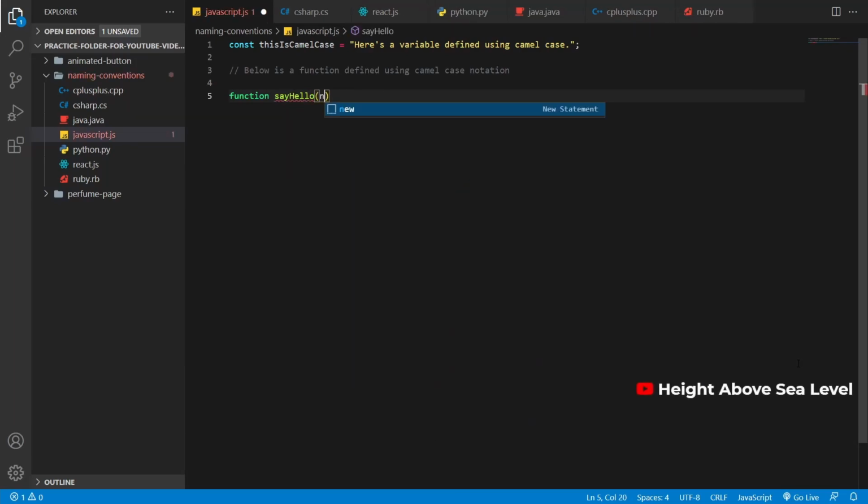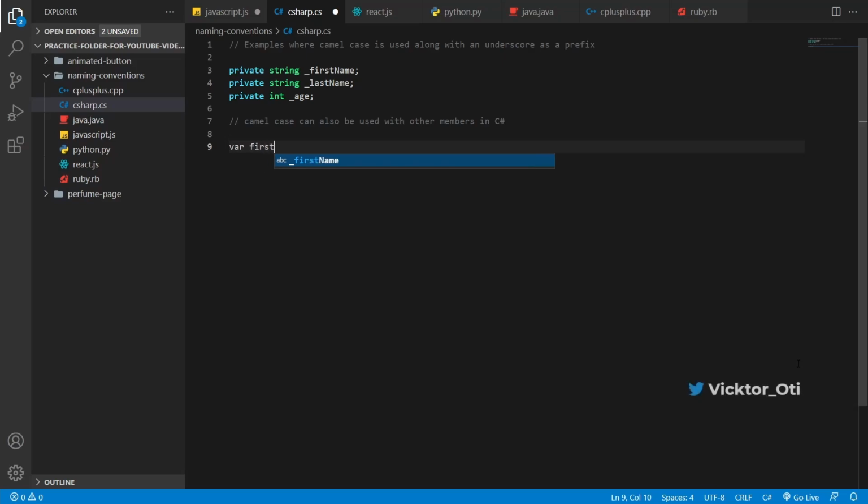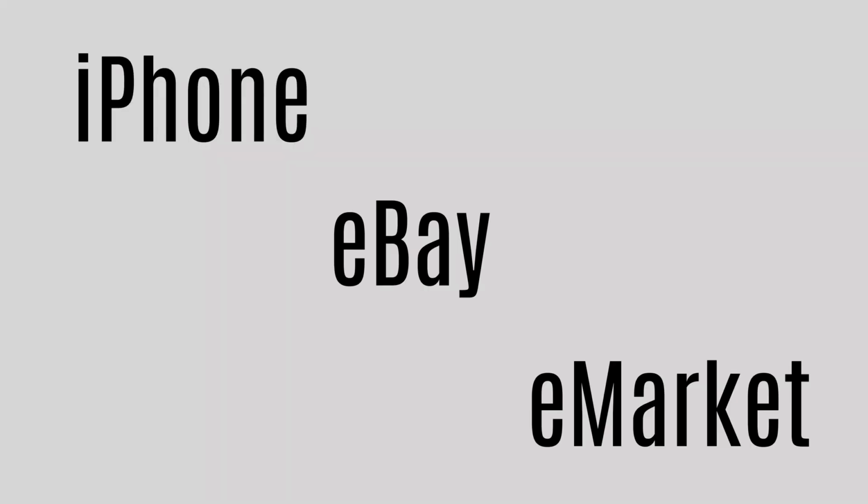Camel case is commonly used in programming languages like C#, JavaScript, Java, and C++ for naming things like variables or functions. In some instances, you may even see an underscore prefixed before the first word, such as is the case when naming fields in C#. This is optional and can help differentiate between fields and variables at a glance. Camel case is also used outside the programming world in words like iPhone, eBay, or in online services that prefix a lowercase e before the actual name.